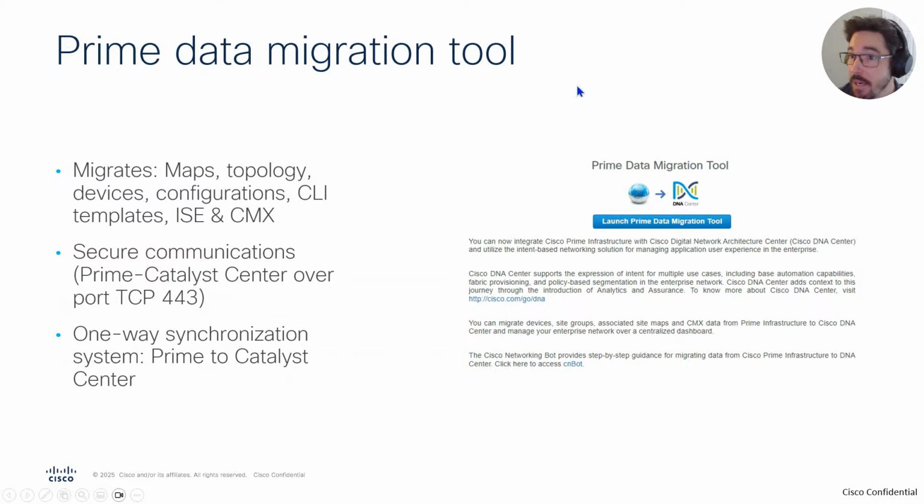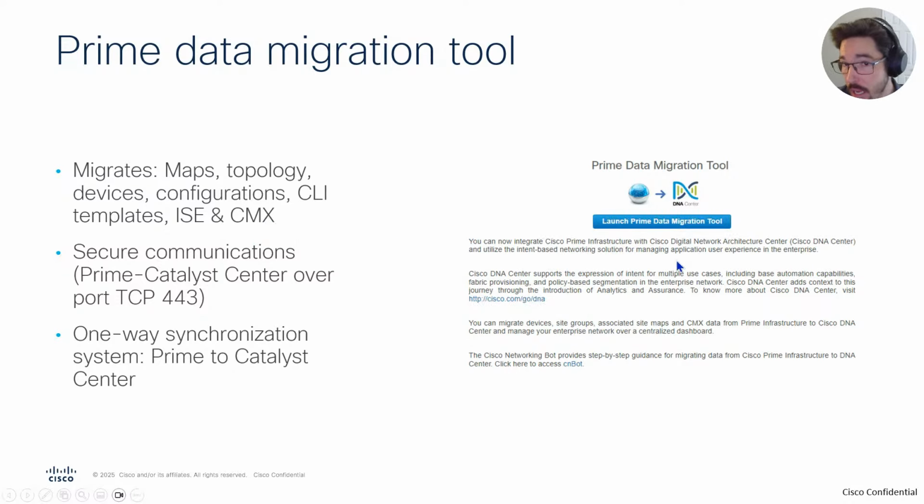The Prime data migration tool, this is the next step. It's actually in the same window as the PDART tool. It's just over to the right. You'll click launch Prime data migration tool, which will initiate the workflow. Again, this is where we initiate the migration of maps, topology, devices, configurations, CLIs, templates, ICE, and CMX.